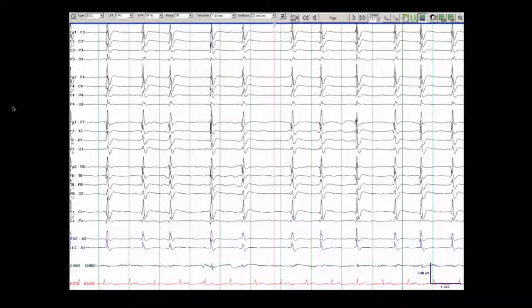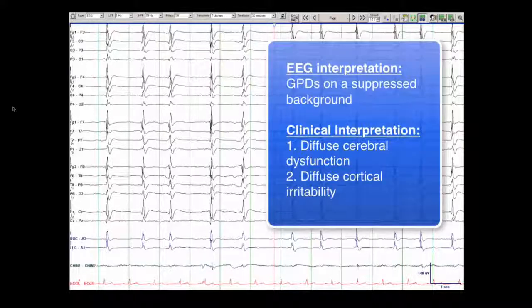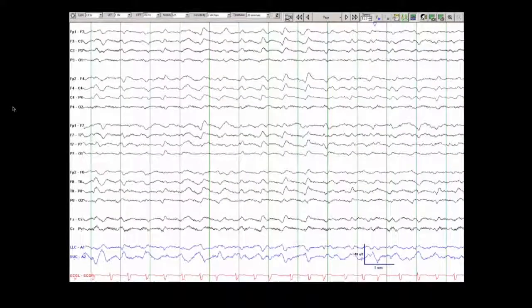In this particular scenario, this patient has had a cardiac arrest and has developed diffuse cerebral dysfunction, expressed as the diffuse suppression of background activity, and also has diffuse cortical irritability, expressed in the high voltage, sharply contoured, generalized periodic discharges. For the sake of contrast, I will show another example of generalized periodic discharges.